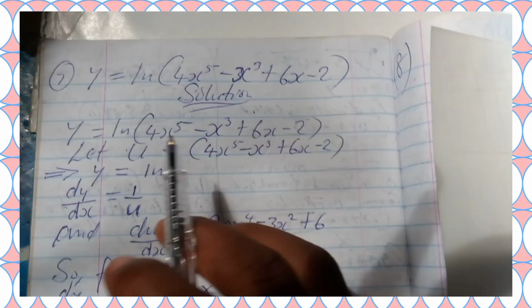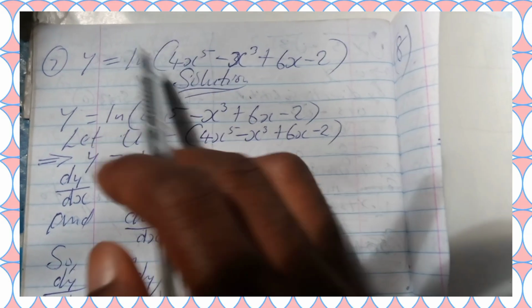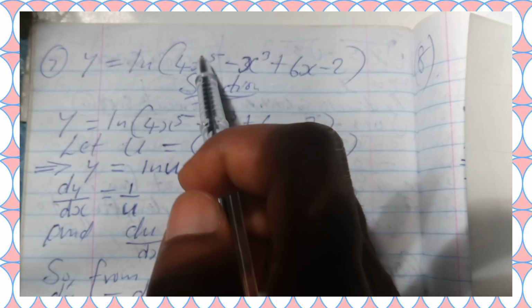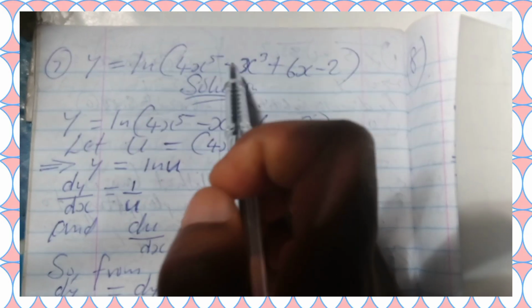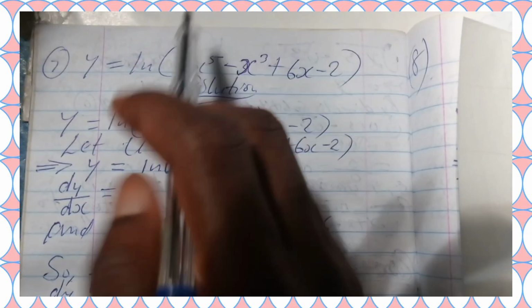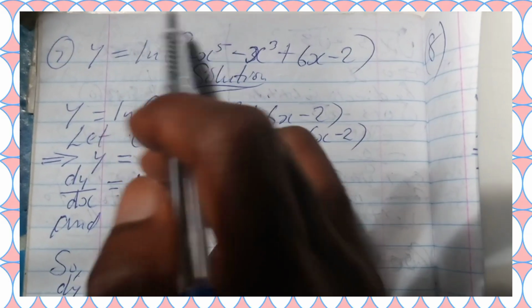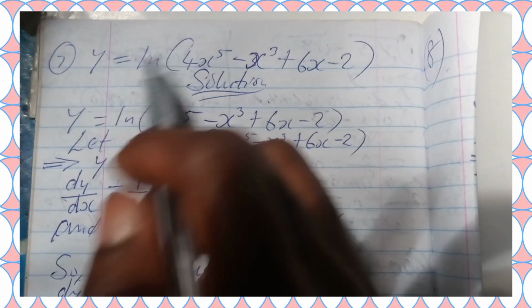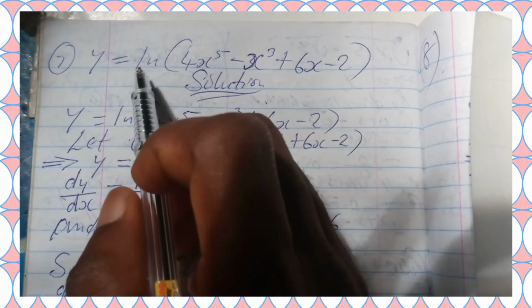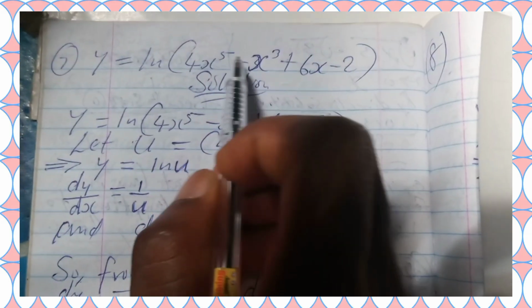Thank you very much. Now, today we are going to look at how to differentiate this kind of function. We have y equals ln(4x^5 − x^3 + 6x − 2). How are we going to differentiate it? Because this is a two-function composite: we have the ln and we have another function inside the bracket.